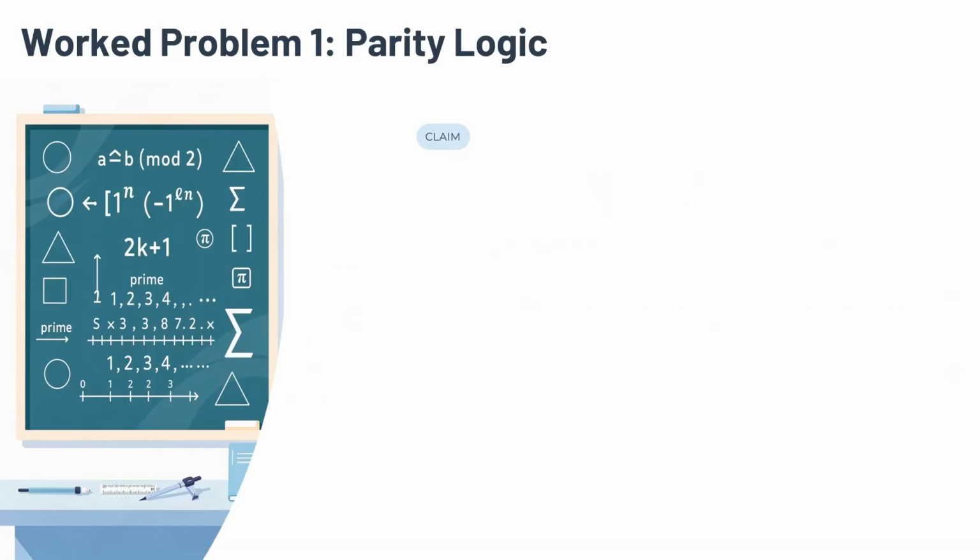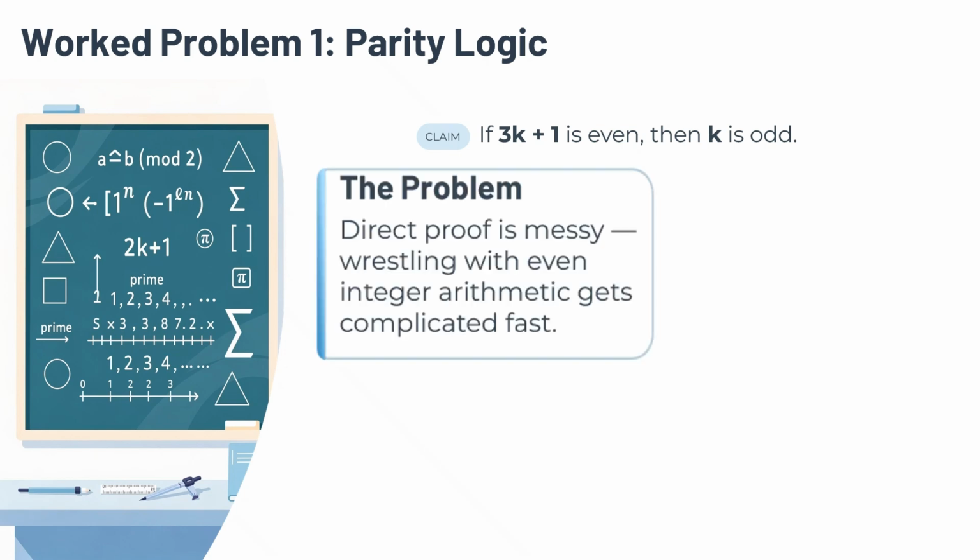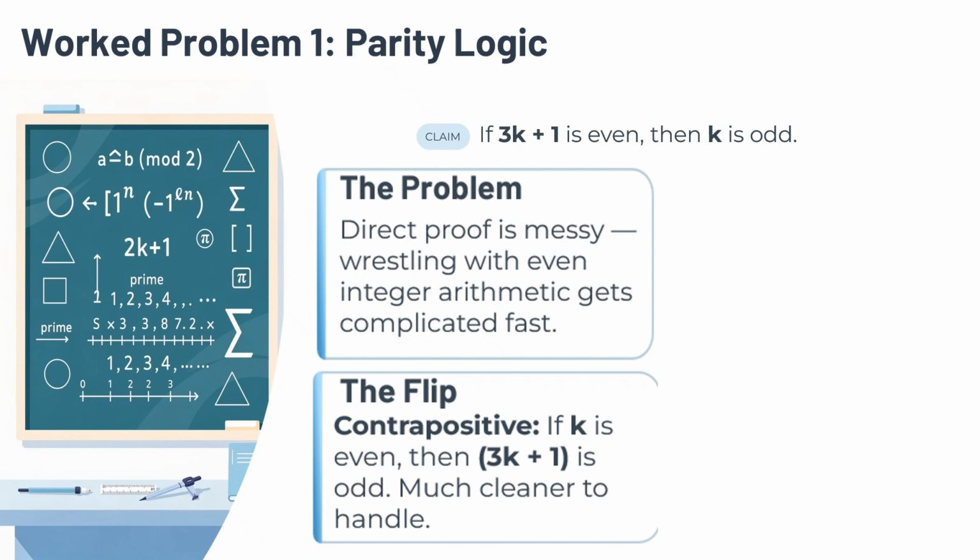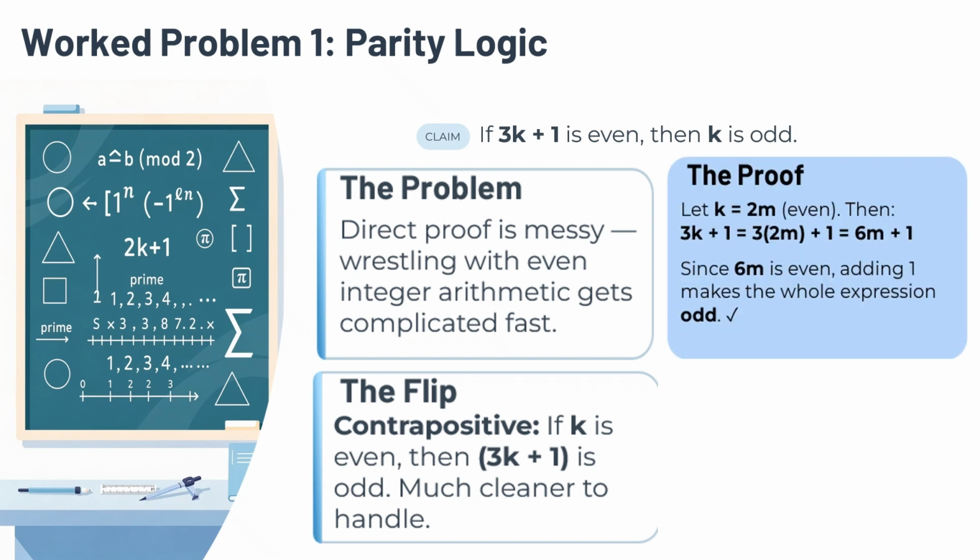Let's apply the contrapositive strategy to a concrete example. Our claim is, if 3k plus 1 is even, then k is odd. At first glance, proving this directly seems messy. We'd have to wrestle with the arithmetic of even integers. Instead, let's flip the logic. The contrapositive of our claim is, if k is even, then 3k plus 1 is odd. This is much easier to handle.